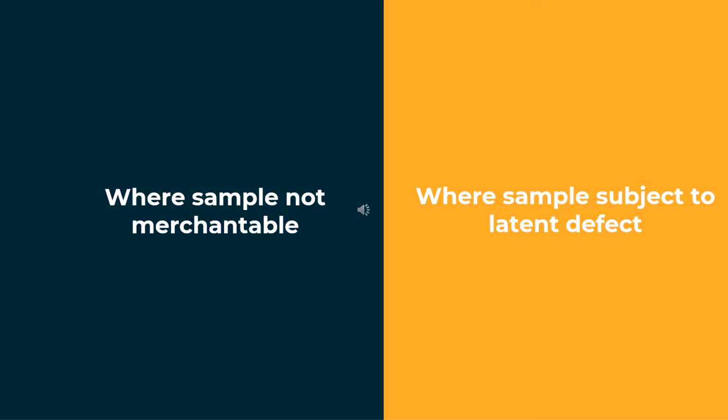Now, the second one is where the sample is subject to latent defect. In this case, the defect in the goods is of such a character that the inspection will not reveal it. So in the case of a sale by sample, if the sample is subject to a latent defect, take note ha, yung kanina, when the sell by sample is merchantable, in this one, yung sell by sample natin is actually subject to a latent defect.